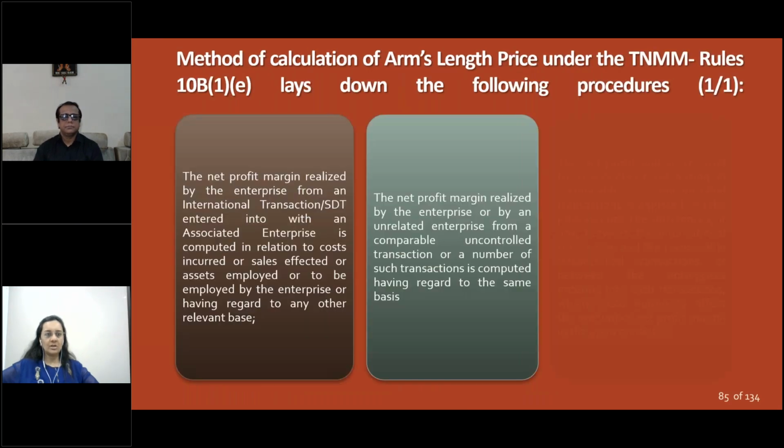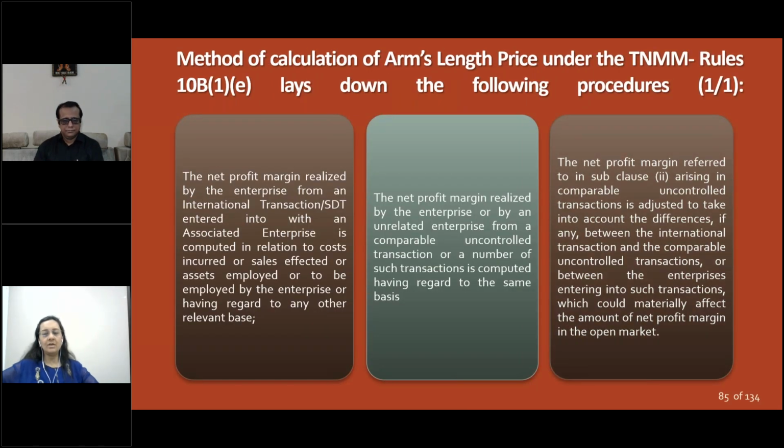So here I have rule 10B(1)(e). Basically it says that you have to determine the net operating margin of the controlled entity, and then determine the net operating margin of the uncontrolled entity based on a profit level indicator, and then come to the difference between the two operating profits. And if the operating profit of the controlled transaction is greater than the operating profit of the uncontrolled transaction, then they are at arm's length.